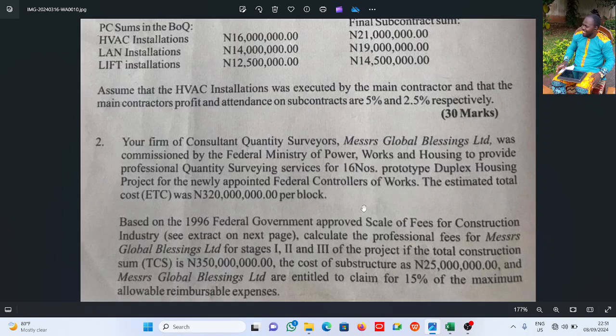Estimated total cost. Based on the 1996 federal government approved scale of fee for construction industry, see the extract in the next page. Calculate the professional fees for Messrs. Global Blessings Limited for stages 1, 2, and 3 of the project. If the total construction sum is 350 million, the cost of substructure as 25 million, and Messrs. Blessings Limited are entitled to claim for 15% of the maximum allowable reimbursable expenses. Alright, that's the question. Now let's see the extract on the next page.